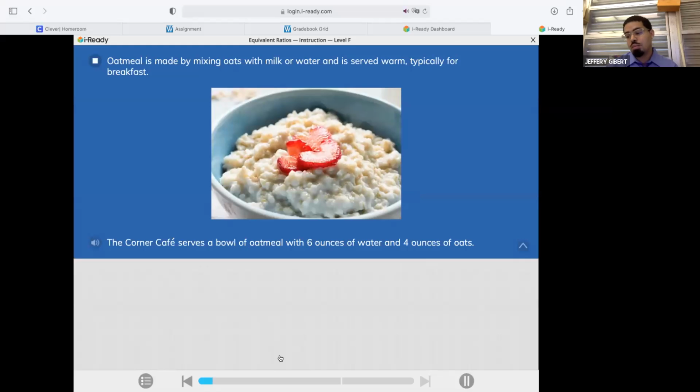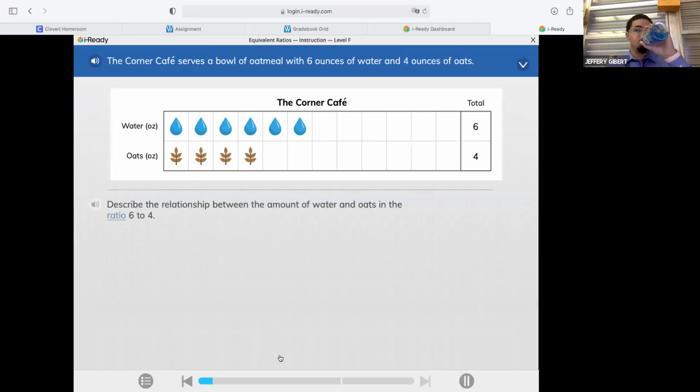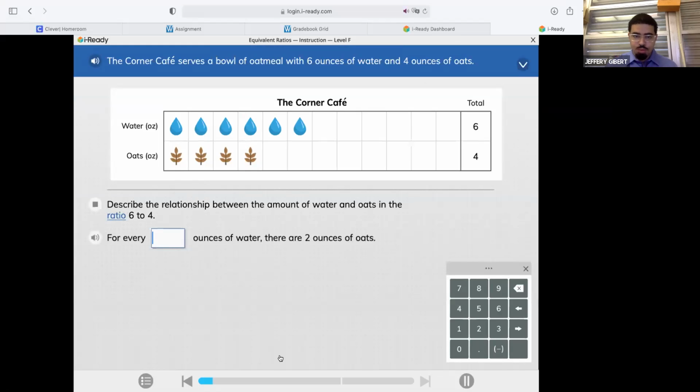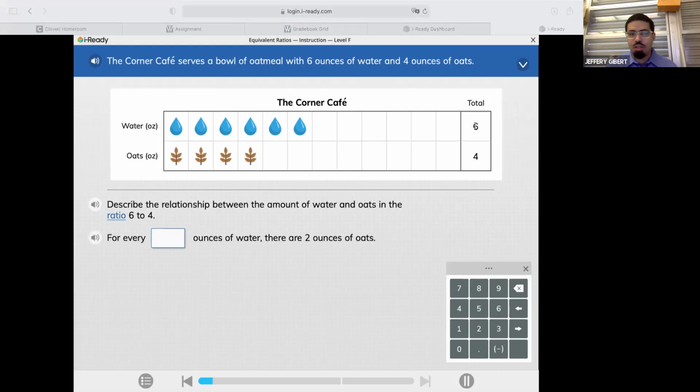Oatmeal is made by mixing oats with milk or water and is served warm, typically for breakfast. The Corner Cafe serves a bowl of oatmeal with 6 ounces of water and 4 ounces of oats. Describe the relationship between the amount of water and oats in the ratio 6 to 4. All right. So it says, for every blank ounces of water, there are 2 ounces of oats. So what that means is, instead of having 6 ounces of water to 4 ounces of oats, we only have 2 ounces of oats.